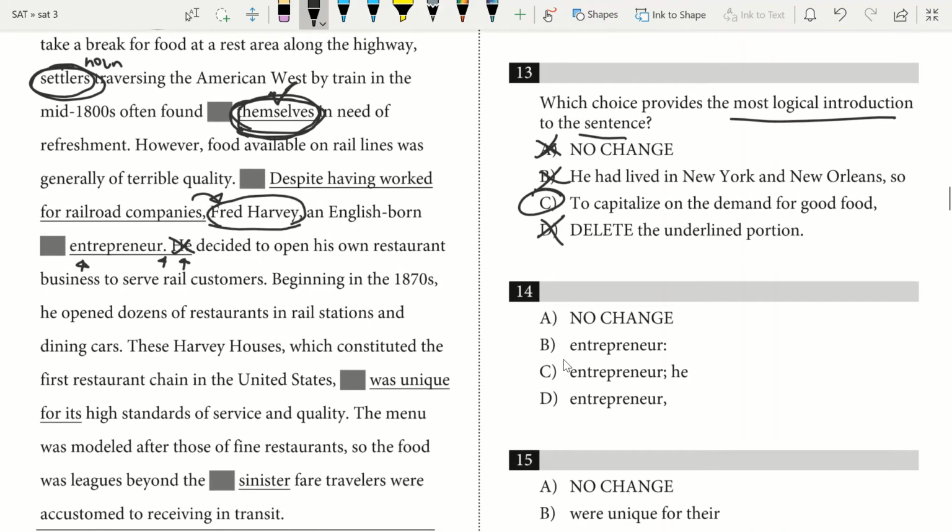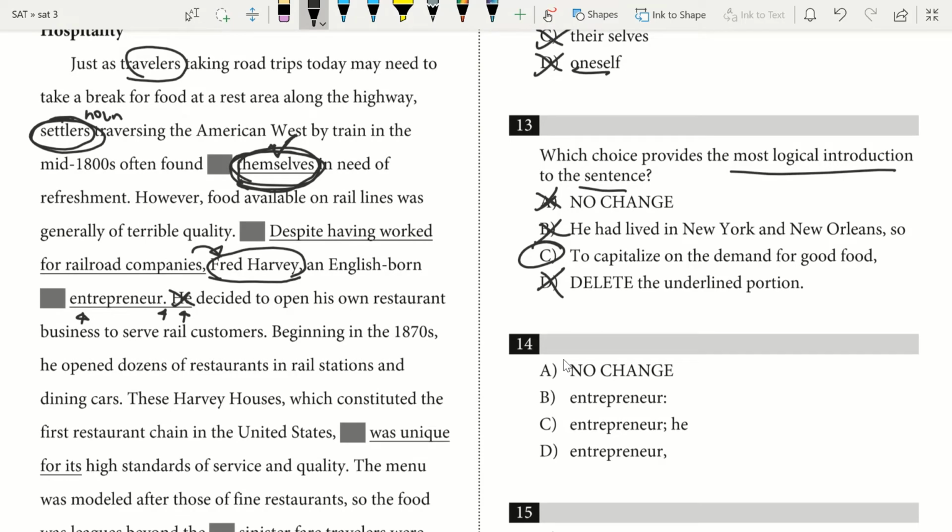Well, there's a reason for that. I got rid of that "he" as I was reading because it was unnecessary, because we're already told Fred Harvey, and then this "an English-born entrepreneur" with a comma after entrepreneur. That's just describing our Fred Harvey, right? So that's just our non-essential phrase describing Fred Harvey. So we can take that out. Now when we take that out, what we're left with is Fred Harvey decided to open his own restaurant business to serve rail customers. So when we have a comma there and a comma there, we can eliminate that because it's not essential and read it as Fred Harvey decided to open his own restaurant. So our answer there is going to be D.